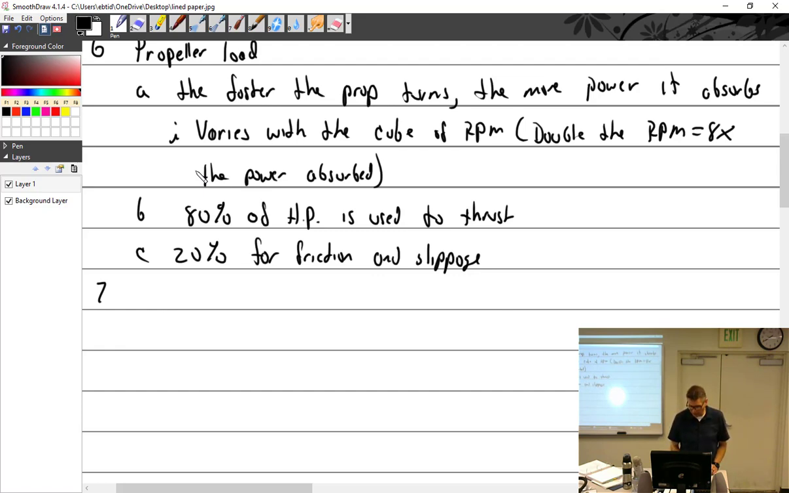I simply wrote "varies with the cube." The faster the propeller turns, the more power it absorbs or uses. So it varies with the cube of the RPM. In other words, double the RPM equals 8 times the power required. And that's all I got written there.